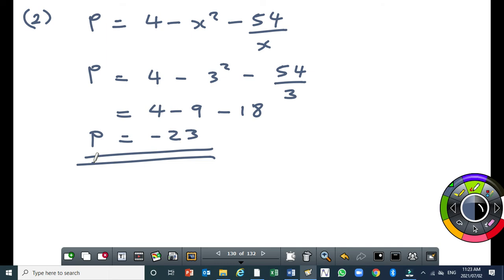Any question before I move on to another example? This is the maximum value. Yeah, the question was asking for a maximum. So this is the maximum.